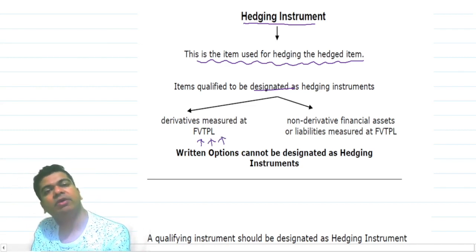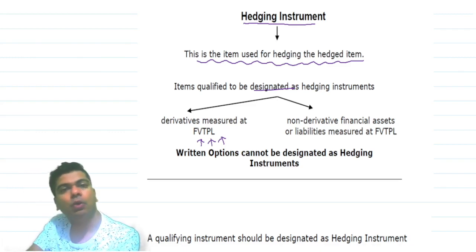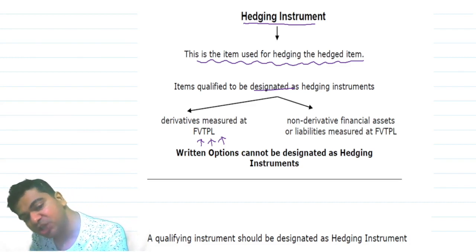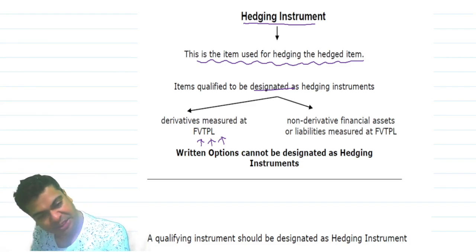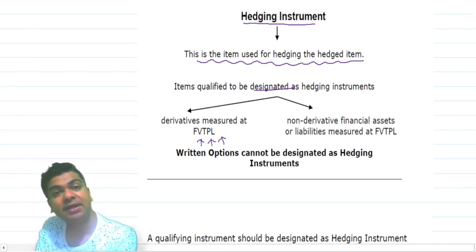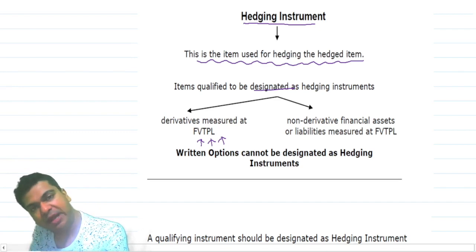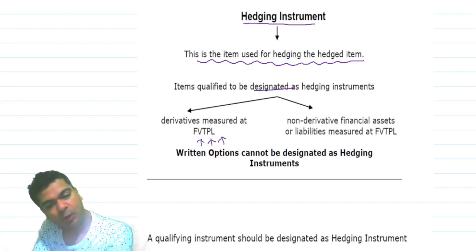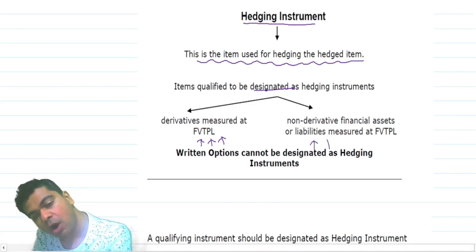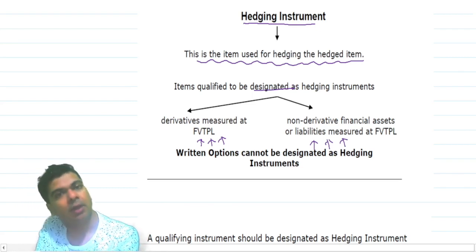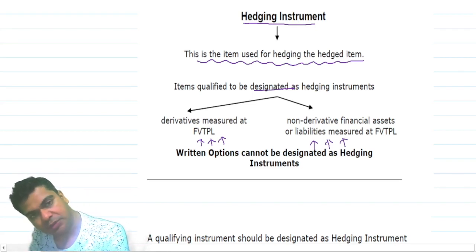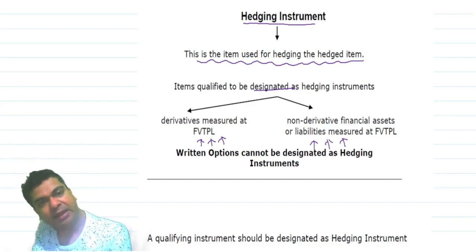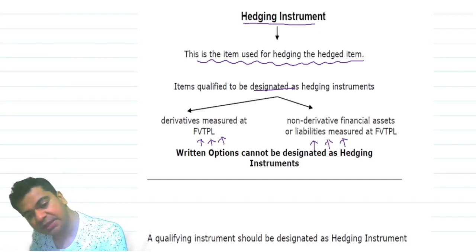Okay, so let us say you have invested in equity shares of some company. You are simultaneously buying a put option. This put option you are buying for the purpose of hedging. It is a derivative that is measured at fair value through profit and loss. I can designate that as a hedging instrument. It's very much possible for us to do so. So that is the item that we can consider over here. Or they are saying it can be non-derivative financial assets or liabilities measured at fair value through profit and loss. So your hedging instrument can be a derivative. Your hedging instrument can even be a non-derivative financial asset, right?